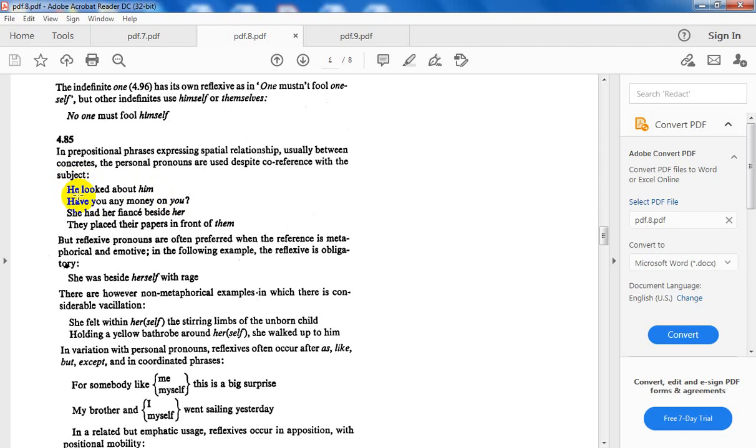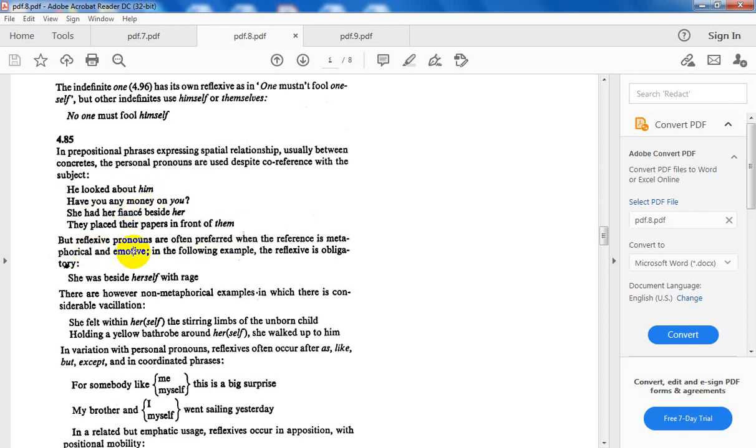Okay, to he. Why? Because the meaning is special. Again, I have a prepositional phrase, about him. Have you any money on you? On you. نعم نقدر نقول because it is prepositional. You cannot say have you any money on yourself. She had her fiancé beside her. Beside her, not beside herself. They placed their papers in front of them. Them, because I have this preposition in front of them. هذه طبعا بالspatial relationship distance.